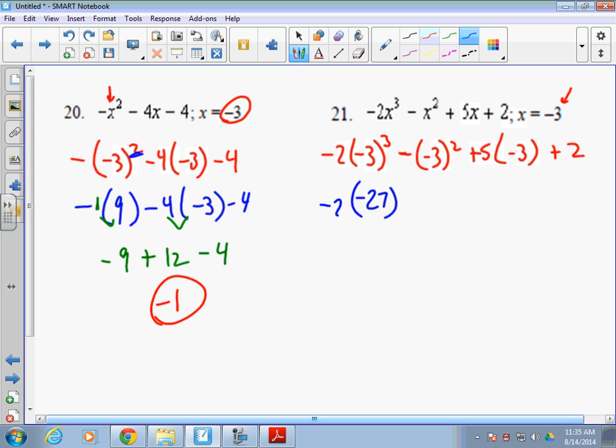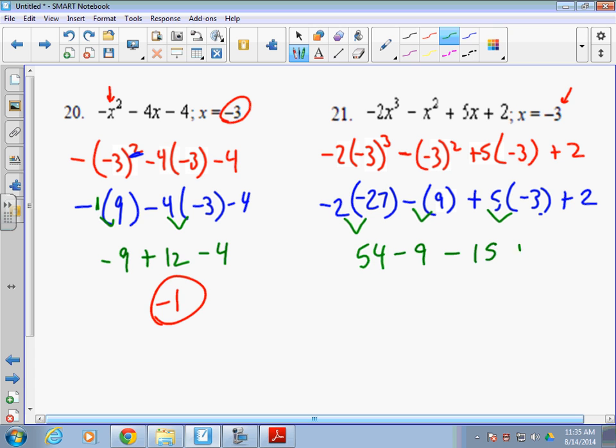Bring down your negative 2. Evaluate the other exponent. There's a negative out front. Negative 3 squared means negative 3 times negative 3, again, is positive 9. Plus 5. We'll leave this step as the next step, the multiplication step. Plus 2. Now do your multiplication step. Negative 2 times negative 27. Negative times a negative is going to be a positive 54. Negative 1 times 9 is going to be negative 9. Positive 5 times negative 3 is going to be negative 15, and then plus 2.